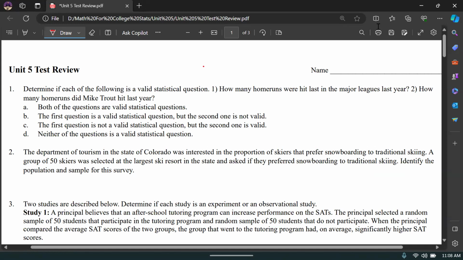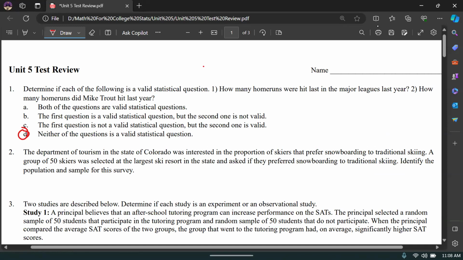And question two, how many home runs did Mike Trout hit last year? Both of these are factual questions. I don't know what the answer is, but whatever it is, it's the same number. It's not like someone's going to say there were 200 home runs hit last year, and then someone's going to say, no, there are 500. That number exists, right? Whatever it is. So neither of these are something that would be a different answer from person to person. They're both factual questions. So neither of these are valid statistical questions, right?